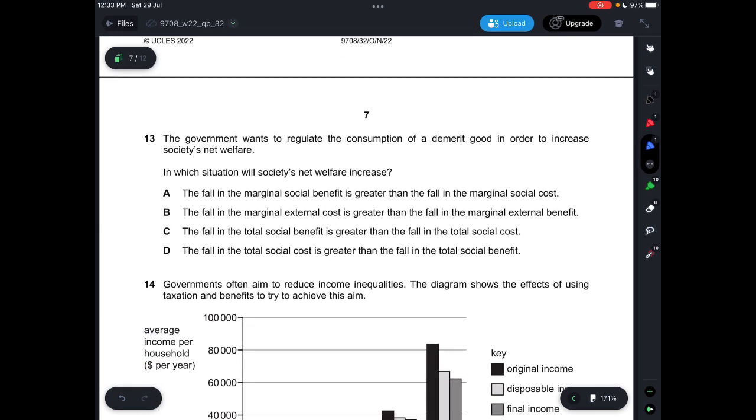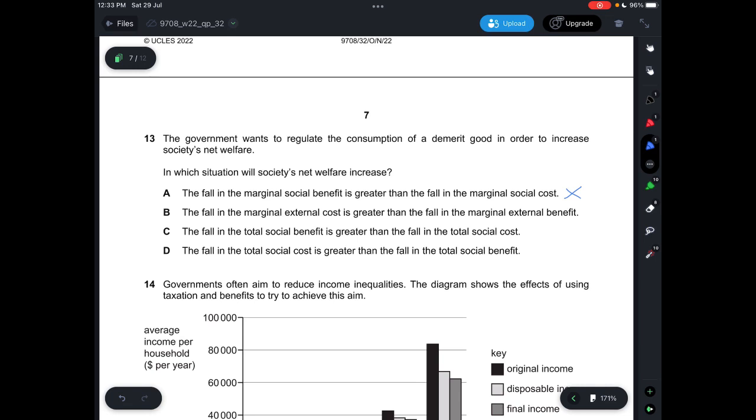Okay, so for question 13, it says the government wants to regulate the consumption of a demerit good in order to increase society's net welfare. In which situation will society's net welfare increase? Okay, so A says the fall in the marginal social benefit is greater than the fall in the marginal social cost. Of course, this is incorrect. Because how would society's net welfare increase when the fall in MSB is higher than the fall in your MSC?